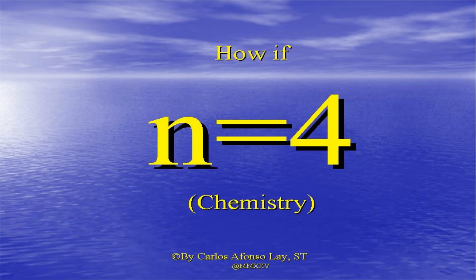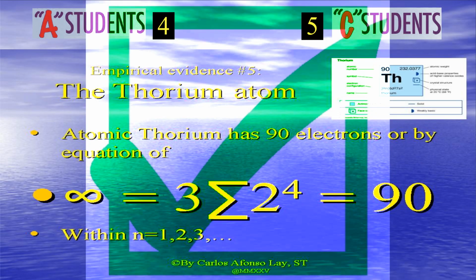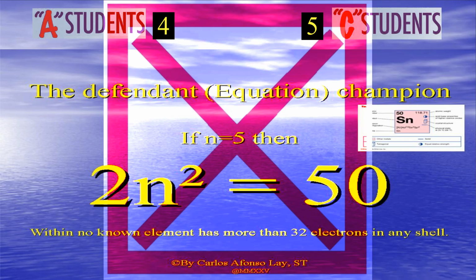How if n equals 4? Chemistry. Defendant 32, or germanium. The challenger is thorium, or 90. How if n equals 5? Still applies in chemistry. The defendant is 50, or tin.